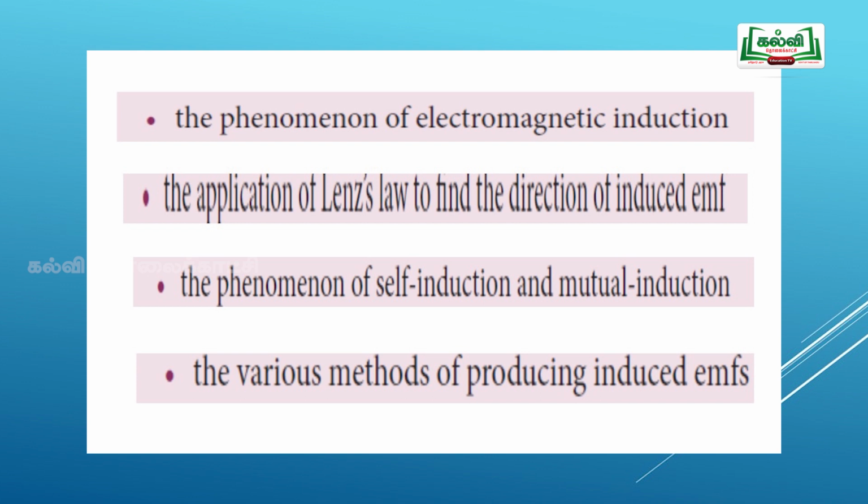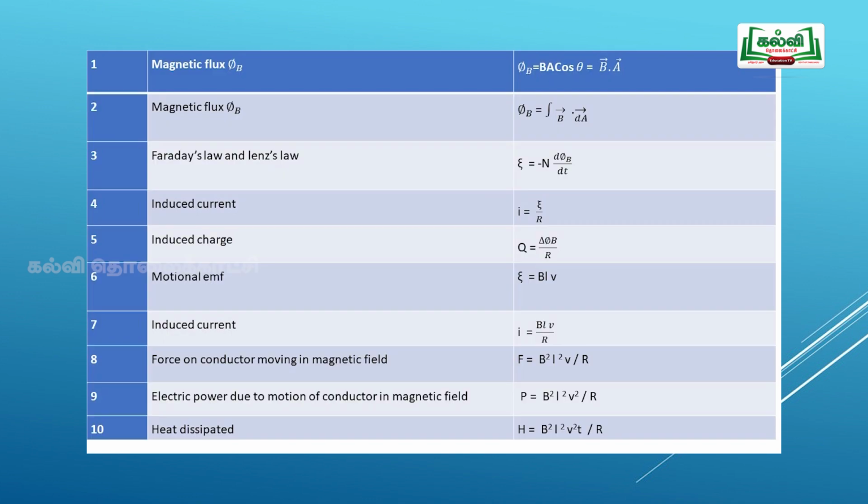What about one influencing the other? One coil can induce EMF in the other coil, which we call mutual induction. Based on that also, we are going to do problems. And then finally, various methods of inducing EMF. Now, let us move on to look into the formulae list. Quickly go through it so that we will have enough time to deal in detail with the problems.